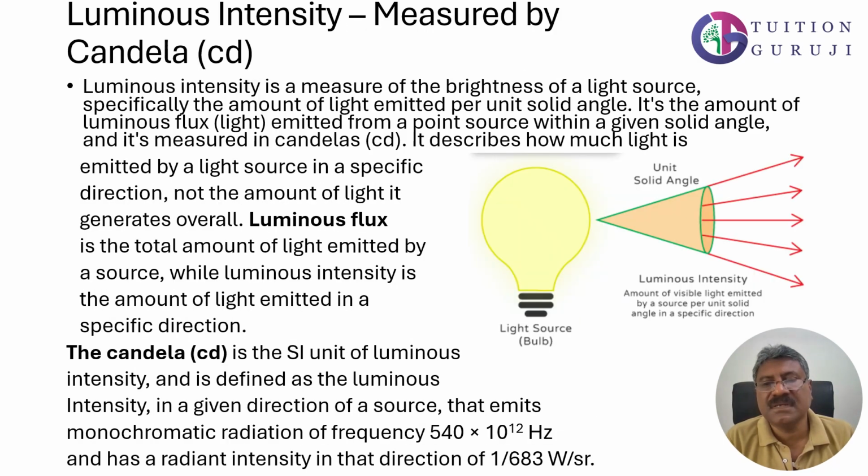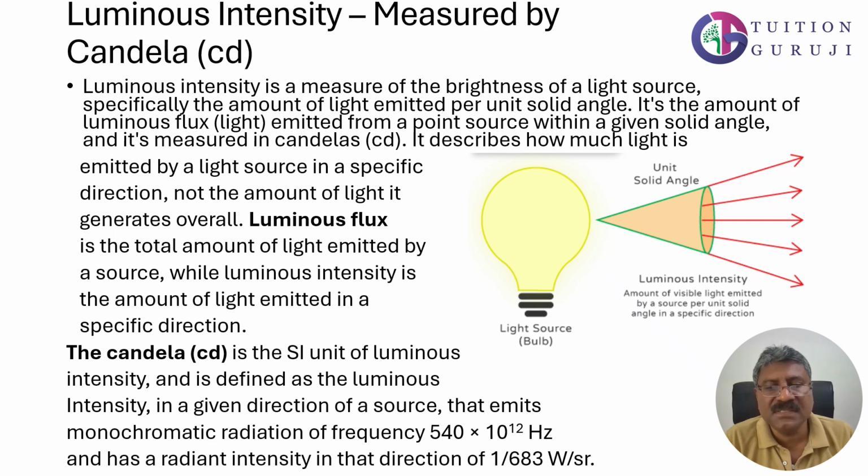Now let us see what is candela and what is luminous intensity and how it is measured. Luminous intensity is a measure of the brightness of a light source, specifically the amount of light emitted per unit solid angle. It is the amount of luminous flux or light emitted from a point source within a given solid angle, and it is measured in candela. It describes how much light is emitted by a light source in a specific direction, not the amount of light it generates overall. In the figure you can see there is a light source and it is emitting light in the unit solid angle.